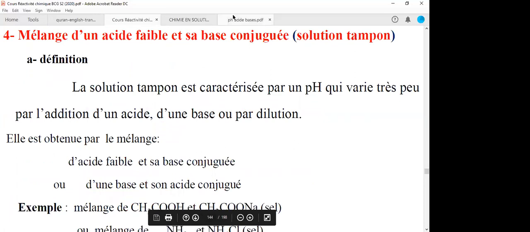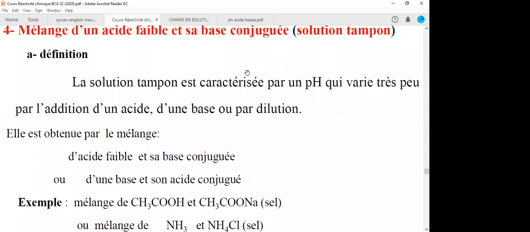So here we have mélange d'un acide faible et sa base conjuguée. We're going to look at the solution tampon. So what is a solution tampon? It is a solution formed by mixing an acide faible and its base conjuguée. You can't have a conjugate base existing on its own. So you are going to see how we can come up with this solution.